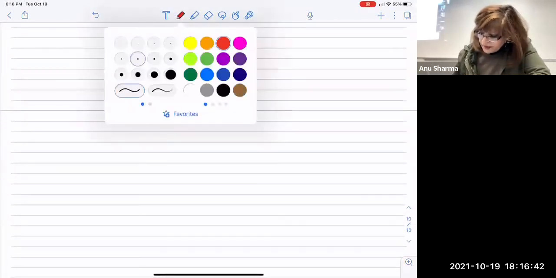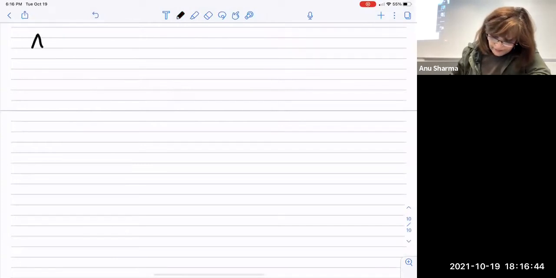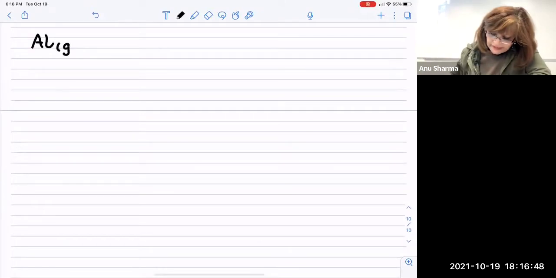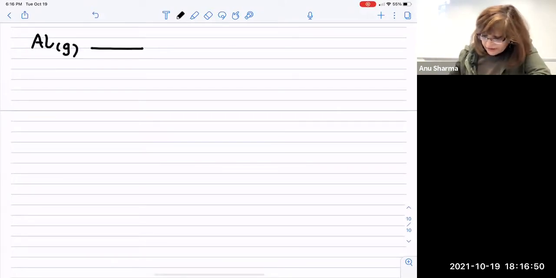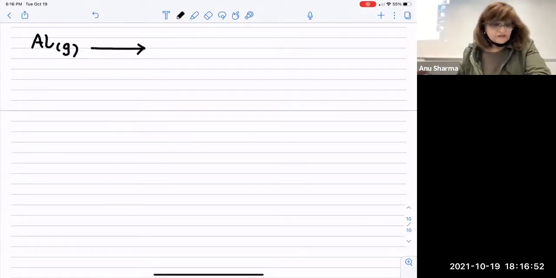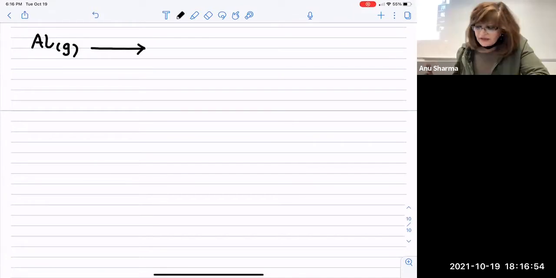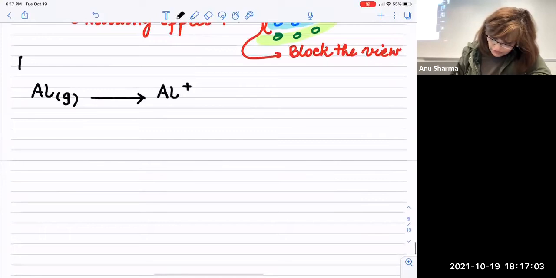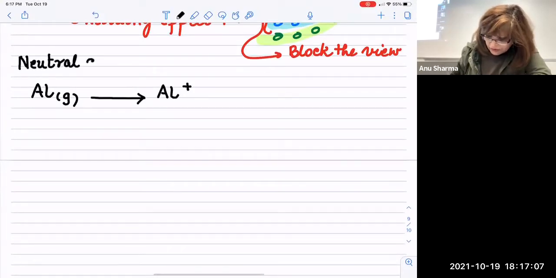All right, aluminum. Now aluminum is heated at a very high temperature, and it becomes a gas. In other words, it melts, and then you keep heating it again, it becomes a gas. So in that gaseous state, that's a neutral gaseous atom. This is the neutral gaseous atom of aluminum.